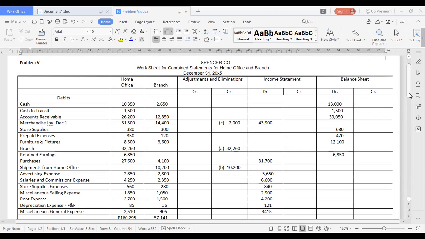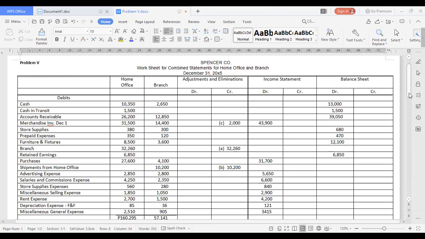940. The expense portion is 560. So the ending balance is 380. Take note that your home office column, the amount of store supplies is already after your adjustments. The same with the branch. So we now have the branch after adjustments. Then your prepaid expenses, in the books of the home office, we are debiting prepaid expenses and crediting miscellaneous general expense for 350. We just copy branch.